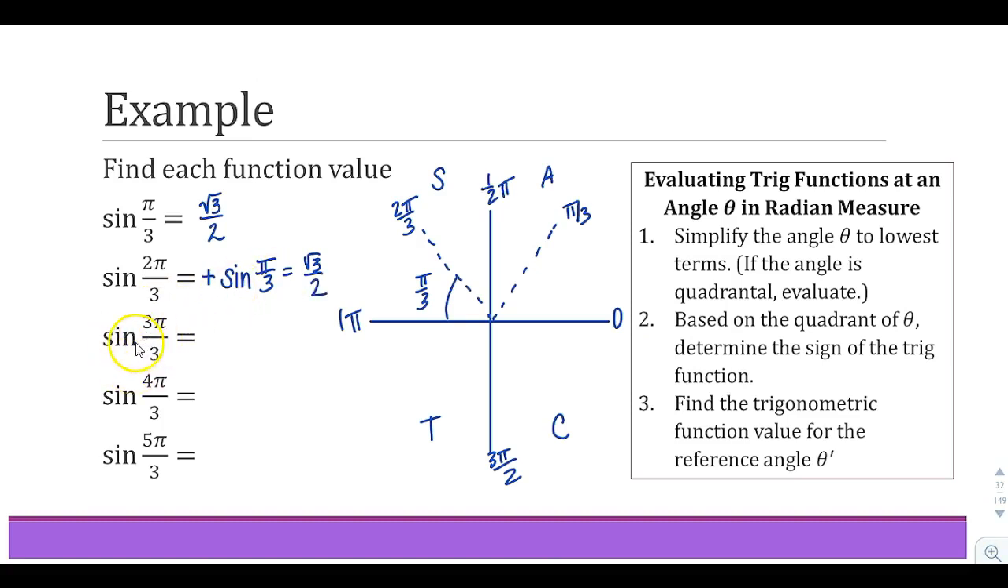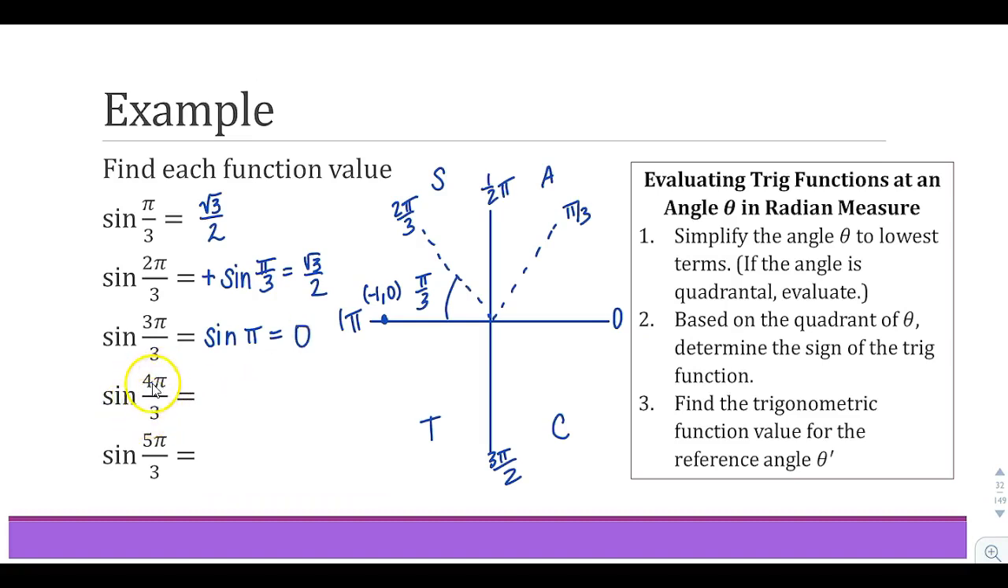Let's try the next one. Sine of 3 pi over 3. Well, step 1 was simplify the angle to lowest terms. So the 3's are going to reduce down to 1, so we end up with sine of just pi. If the angle is quadrantal, we'll just jump to evaluation. So pi is over here where the coordinate is -1, 0. Sine is the y value, so we end up with sine of pi is equal to 0.